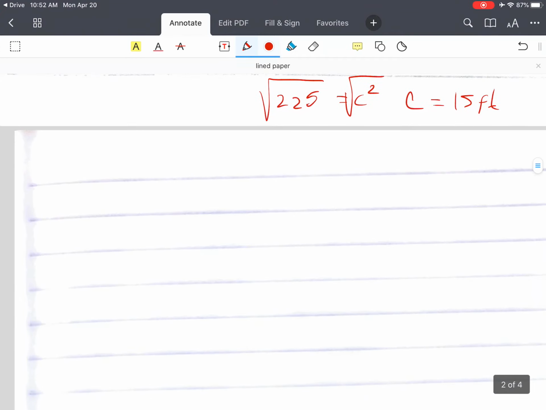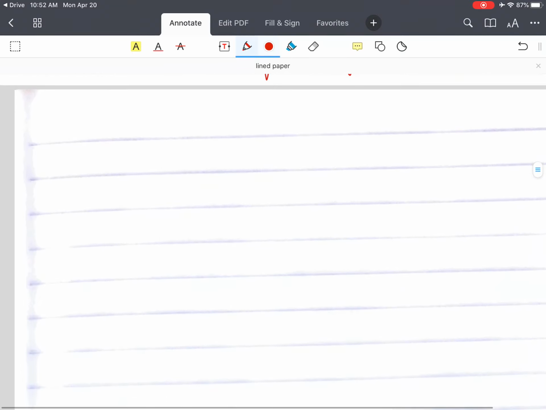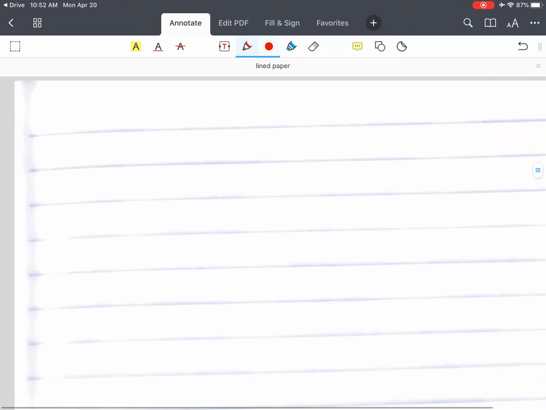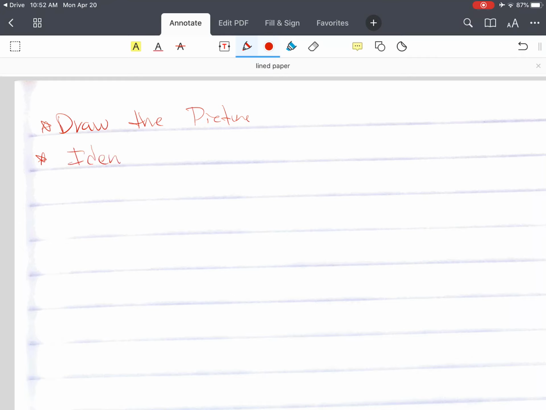So I'm not going to do the third example, because I have a strong urge to sneeze right now and start coughing. But for these types of problems, okay, you're going to be working with a triangle, okay? So draw the picture, okay? Draw the picture.